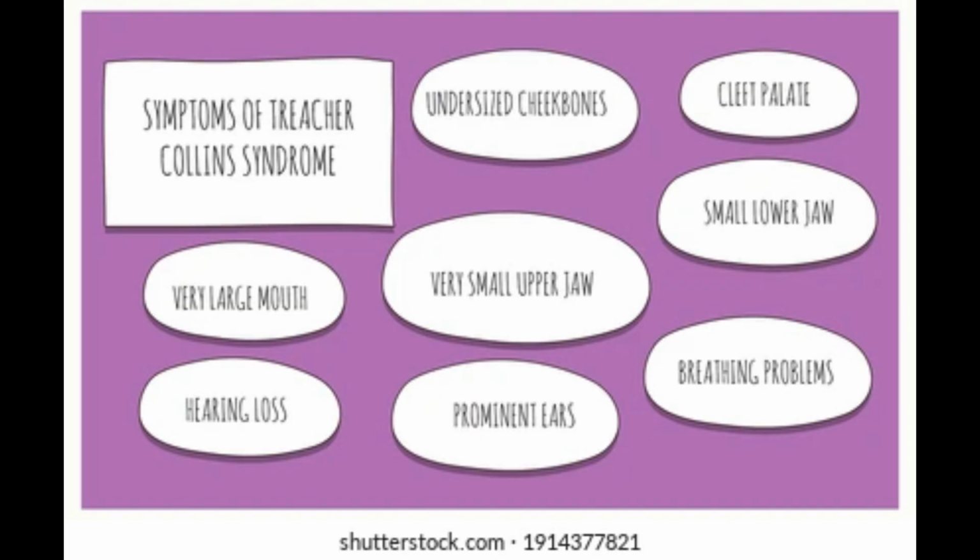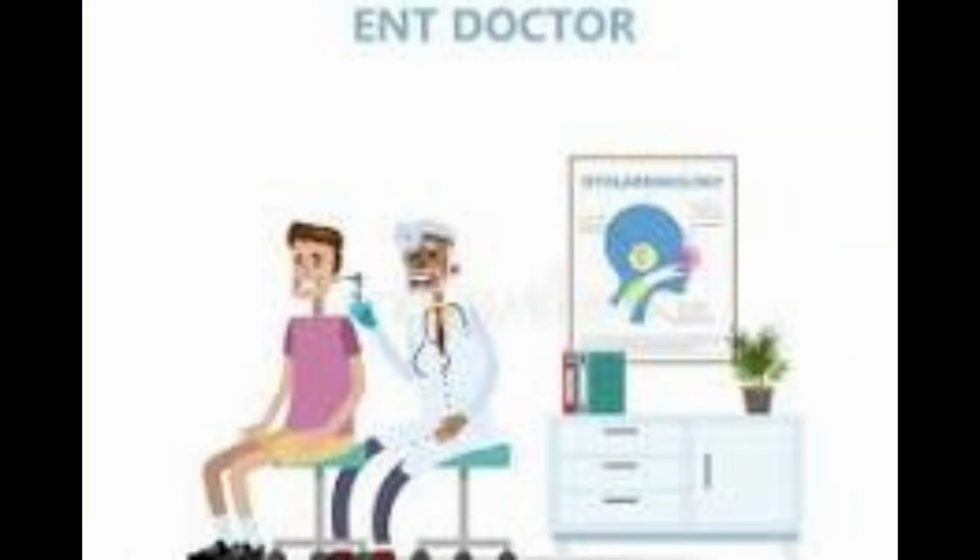Treacher Collins syndrome. Treacher Collins syndrome is a genetic disorder that can affect the development of the bones and tissues of the face and ears. It may lead to hearing loss, among other physical anomalies. These conditions are rare and often require specialized diagnostic techniques and treatment plans.